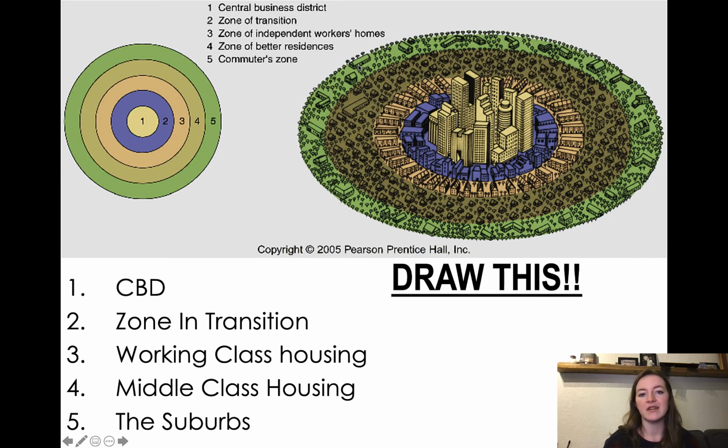And then finally that zone 5, the commuter zone, where we have much larger housing. We would have more schools, much bigger yards, lots and lots of space in between. So take some time, draw and label this.